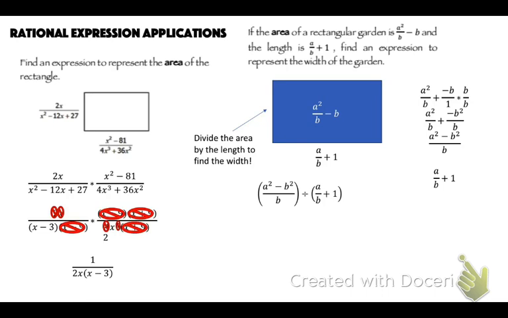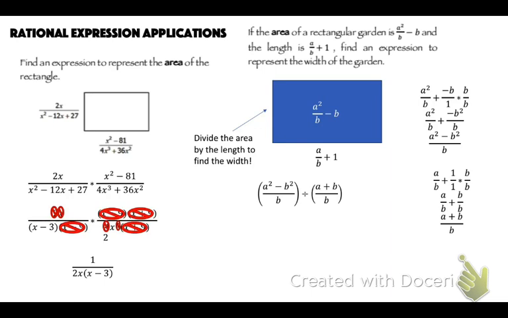Let's do the same thing with a over b plus 1. So I need to get this to be one fraction, so I'm going to put that 1 over 1. Then I can multiply the second fraction by b over b. So I'm left with a over b plus b over b, which equals a plus b over b.